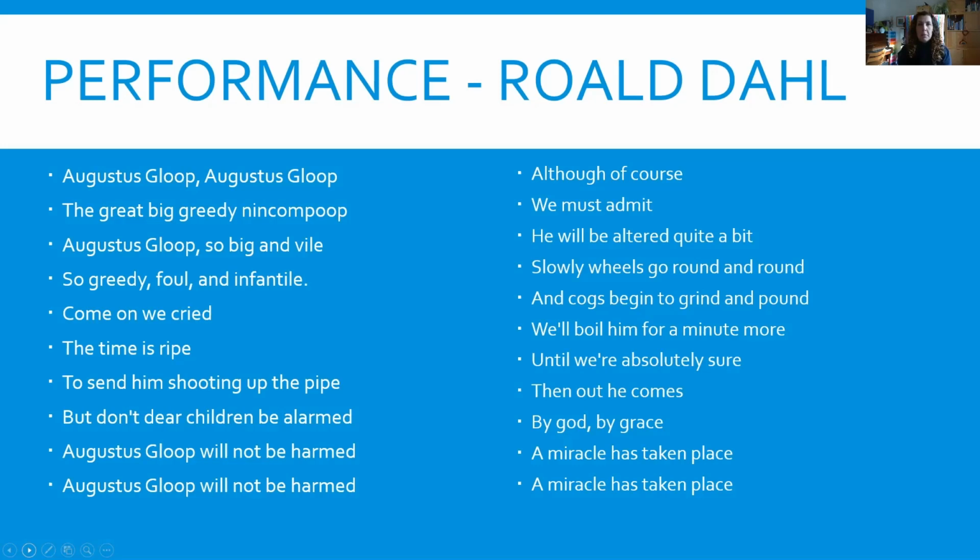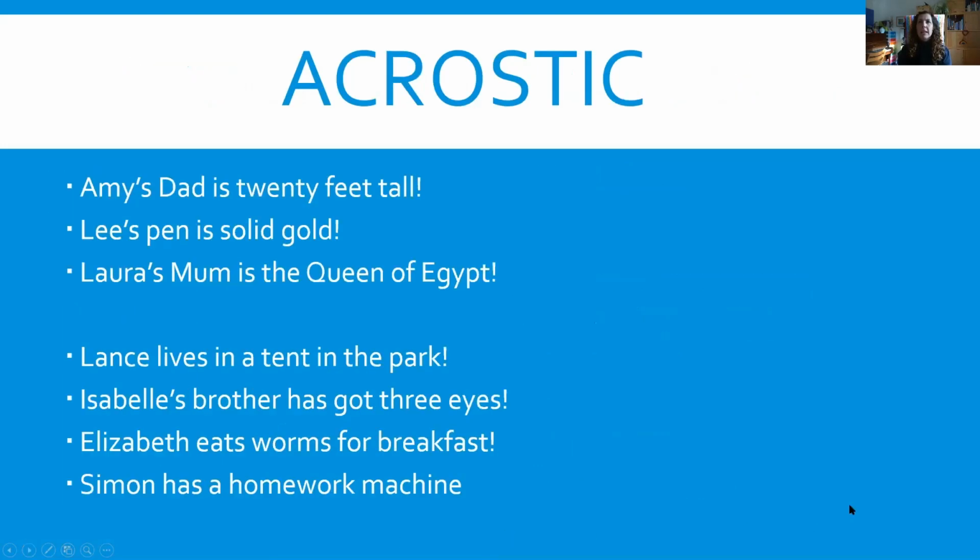Shall we have a look at the next type of poem? The next one is an acrostic. I'm going to read it to you, and then I wonder if you can remember what an acrostic is. This one, I'm afraid I could not find one based on Charlie and the Chocolate Factory, chocolate and sweets. So I just thought that this was quite a funny one.